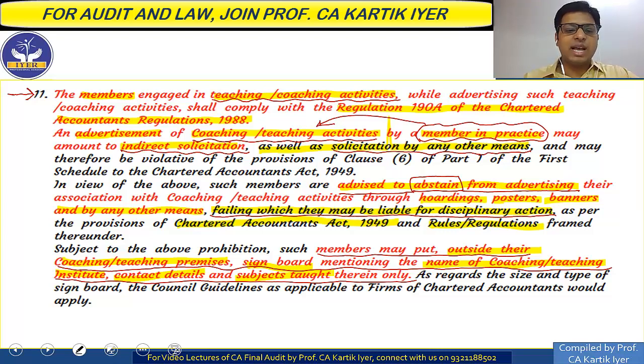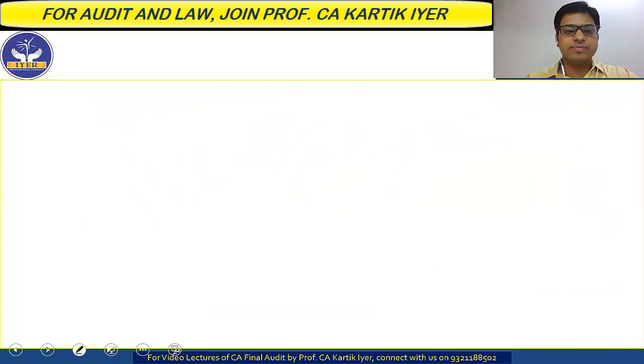As regards the size and type of the signboard, the council guidelines as applicable to the firms of chartered accountants would apply. So basically, we have to comply with the council guidelines in relation to the size and type of the signboard. For example, a glow signboard is actually not allowed. So a CA in practice who is also teaching, outside his coaching class or teaching premises, can he put a board which is a neon sign or glow signboard? Answer is no, because that is not allowed by the council guidelines also. Okay, so that is covering this part.